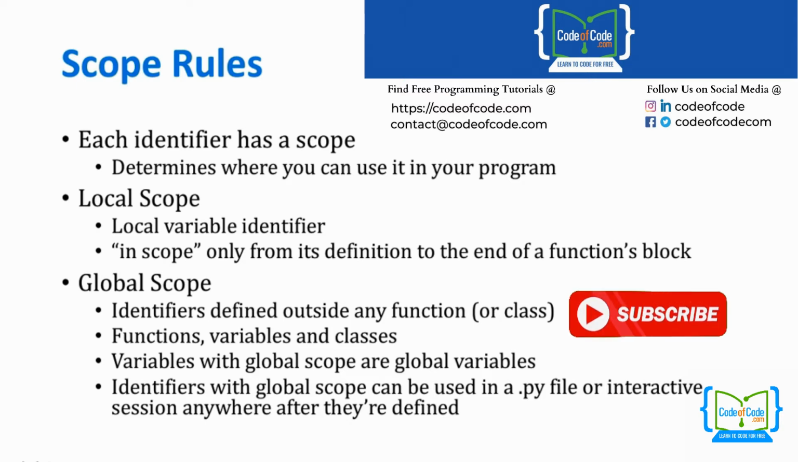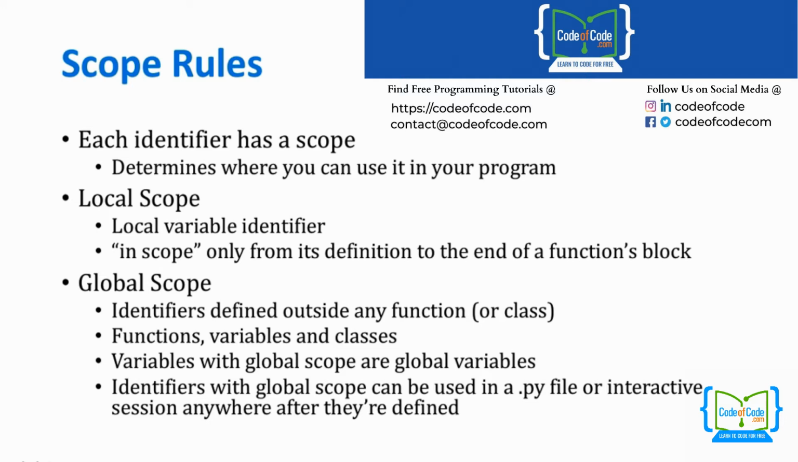Any identifier with global scope is able to be used in the .py file where it's defined, or in an interactive session if you define it in the interactive session, from the point of the snippet that defined it onwards within that session. And as you'll learn in later lessons, you also have the ability to import any Python source code file as a module and be able to access anything that's defined within that file's global scope, and we'll see that in subsequent lessons.